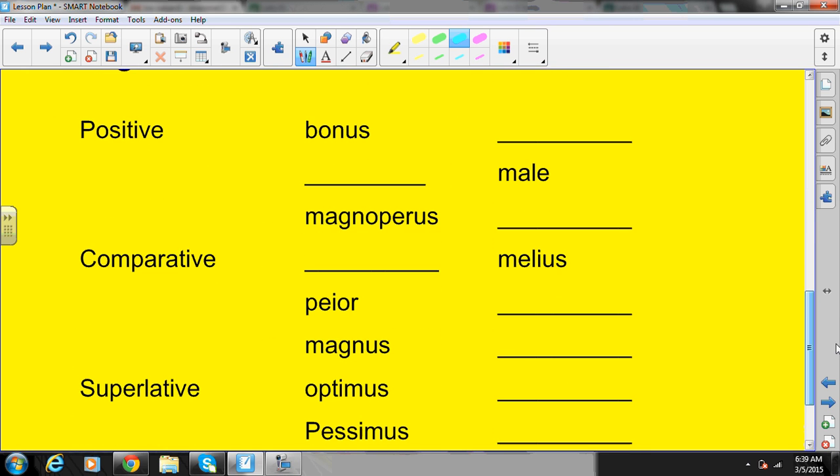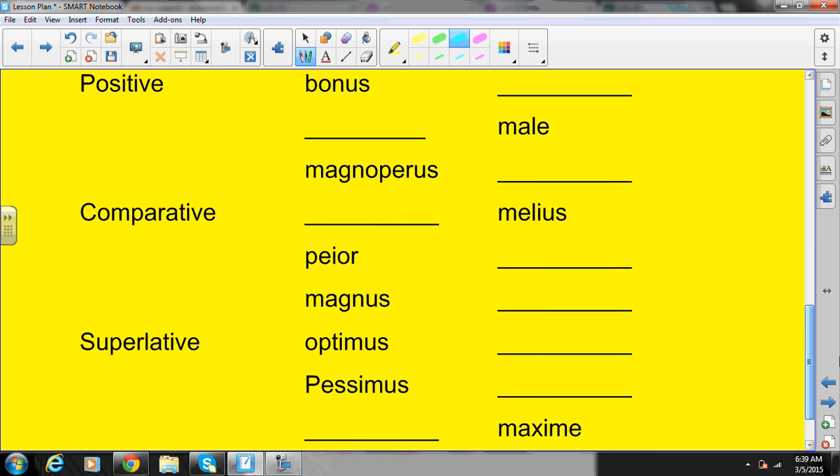The irregulars, if I were you, I would take time to fill this chart out and make sure that you are comfortable with those.